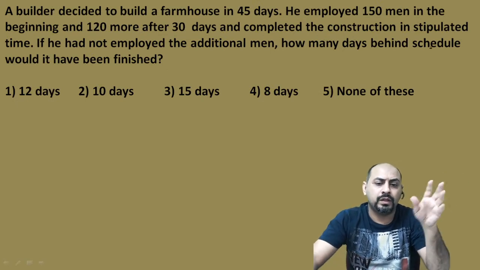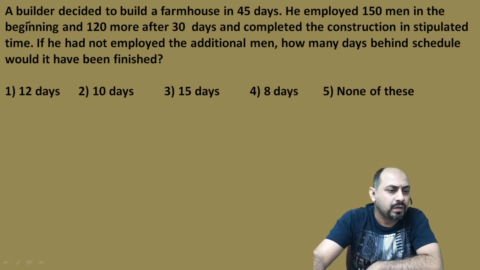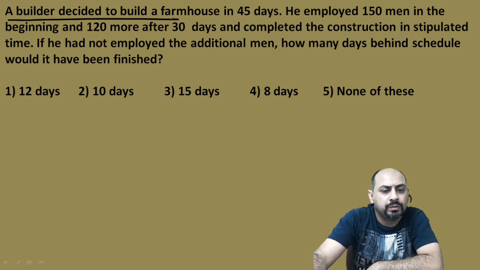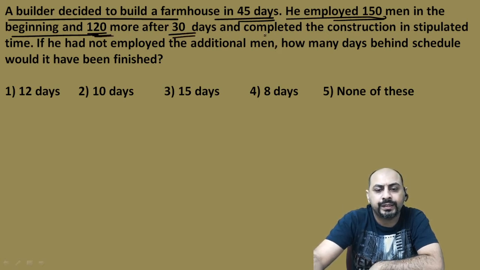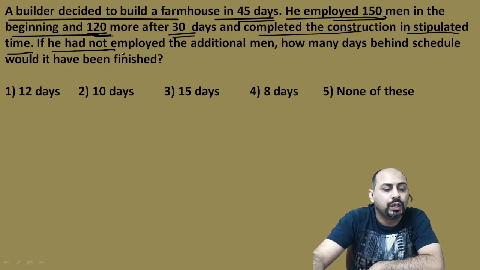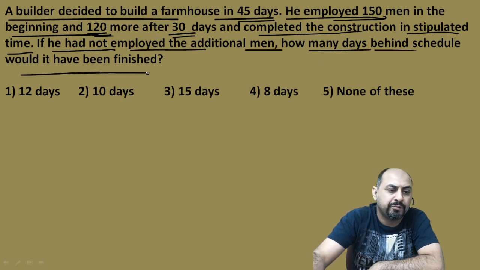Let's go for the other question. Now, a builder decided to build a farmhouse in 45 days. He employed 150 men in the beginning and 120 more after 30 days and completed the construction in the stipulated time. If he had not employed the additional men, how many days behind schedule would it have been finished?